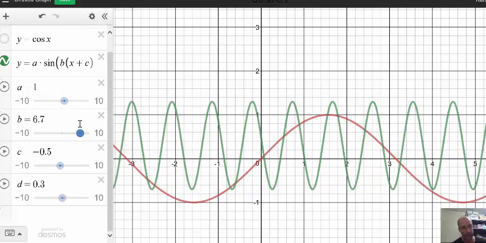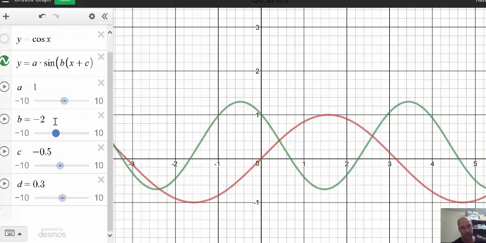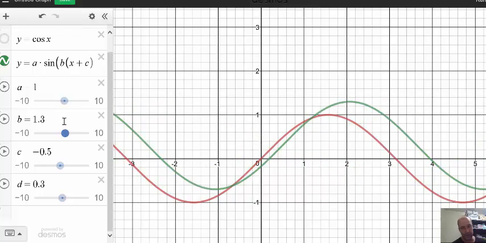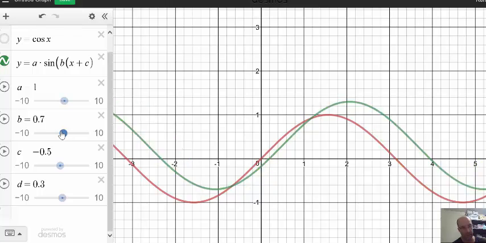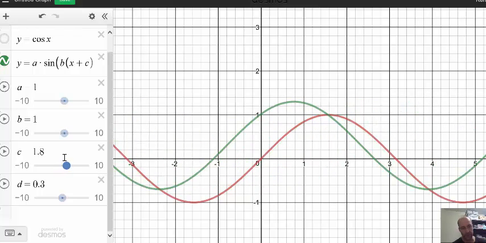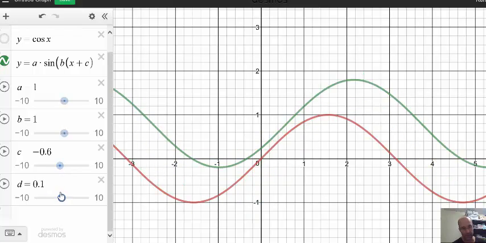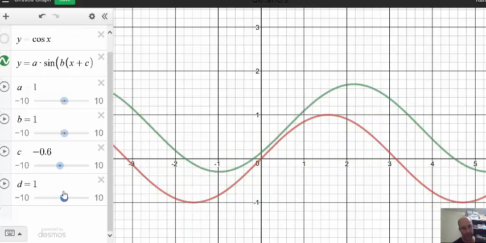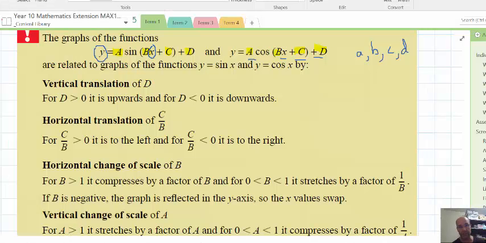B compresses it, and you can have negative B values as well. We don't see negative B values very often, to be honest. You're more often to see a negative A value. Also, of course, C, the translation can be positive or negative, which corresponds to a move to the left or the right, and D can be positive or negative, which corresponds with a movement up or down from where it began.